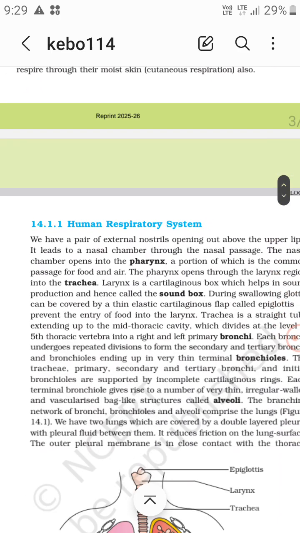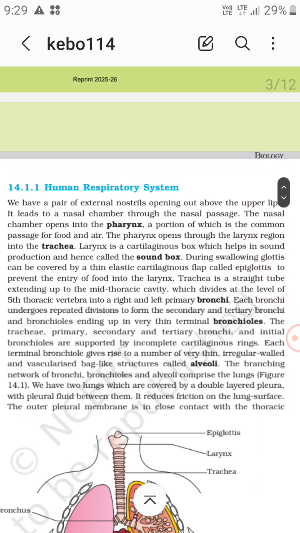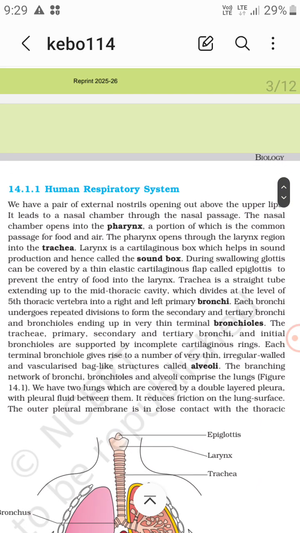Now we are going to study the human respiratory system. We have a pair of external nostrils opening out above the upper lips. It leads to a nasal chamber through the nasal passage. The nasal chamber opens into a pharynx, a portion of which is the common passage for food and air. The pharynx opens through the larynx region into the trachea.